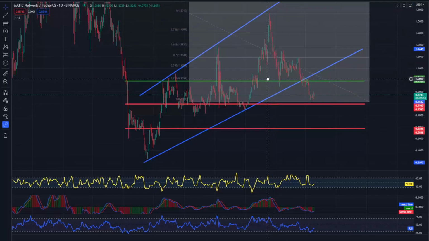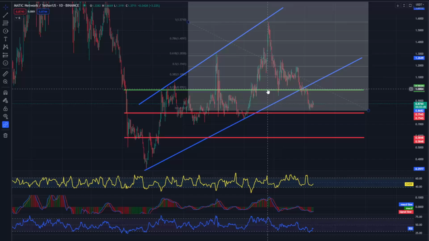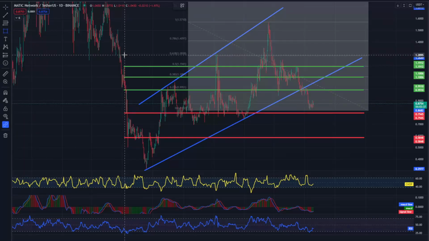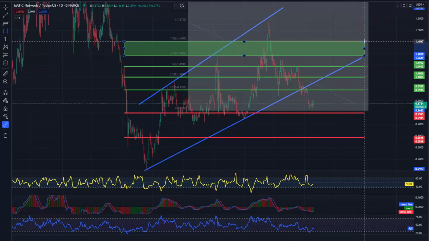Looking the other way, we see that the first resistance is at 99 cents, the second resistance is at $1.10, the third is at $1.19, and then we have a strong resistance zone from $1.28 to $1.41.